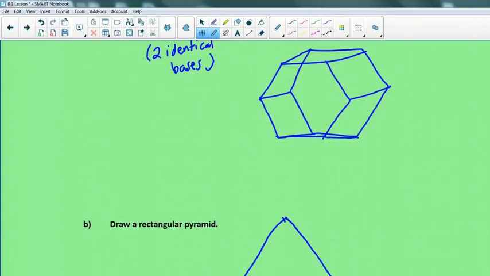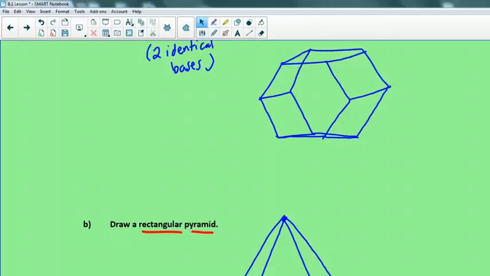And I'm going to try to do as straight of a line as possible to make those nice and crisp. And they're all coming to that point. And there is a rectangular pyramid. The base is a rectangle. And the pyramid simply means that you only have one base. The other base is, opposite the base is going to be a point. If I asked to draw a triangular pyramid, I would have a triangle as a base, and all of them connecting to a point.